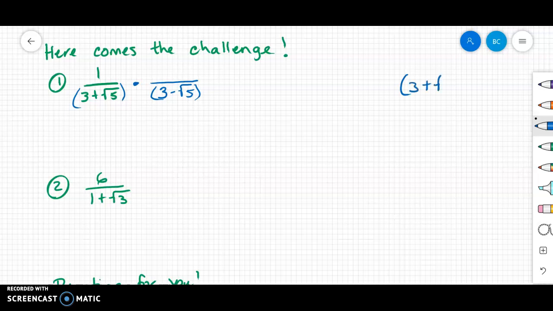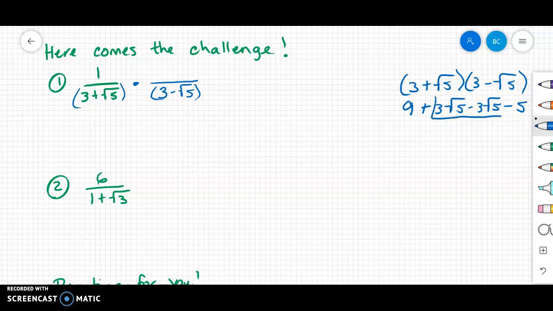I've got 3 plus the square root of 5 and 3 minus the square root of 5. I'm going to distribute or FOIL or whatever you want to call it. I'm going to multiply my first terms together and get 9. I'm going to multiply my inner terms and get 3 times the square root of 5. I'm going to multiply my outer terms and get minus 3 times the square root of 5. And then I'm going to multiply my last terms and get minus 5, because the square root of 5 times the square root of 5 is 5, and I've got that negative.